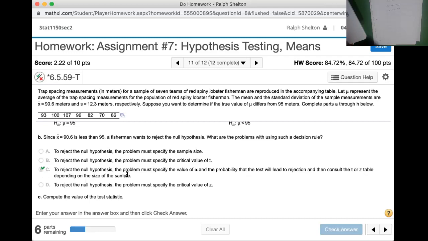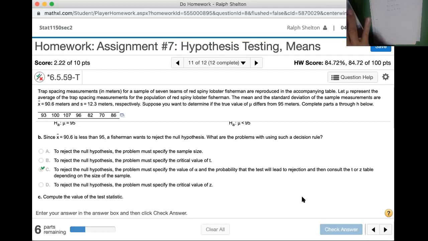Well, your test statistic depends on the size of your sample, okay? The critical value doesn't depend on your sample size. The critical value just depends on the significance level. That's the probability that the test will lead to rejection. And then you consult the T or Z table or technology to get your test statistic. And your test statistic is a function also of the sample size, right? Because it's divided by the standard error, and standard error has sample size in its calculation. So C is the right answer.